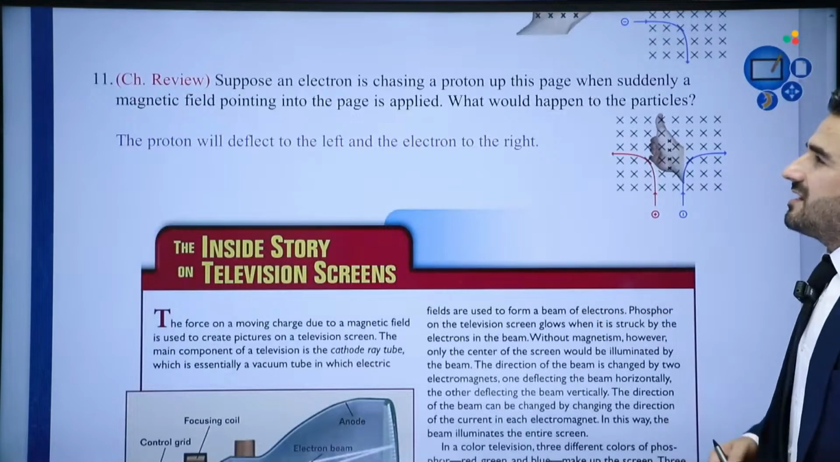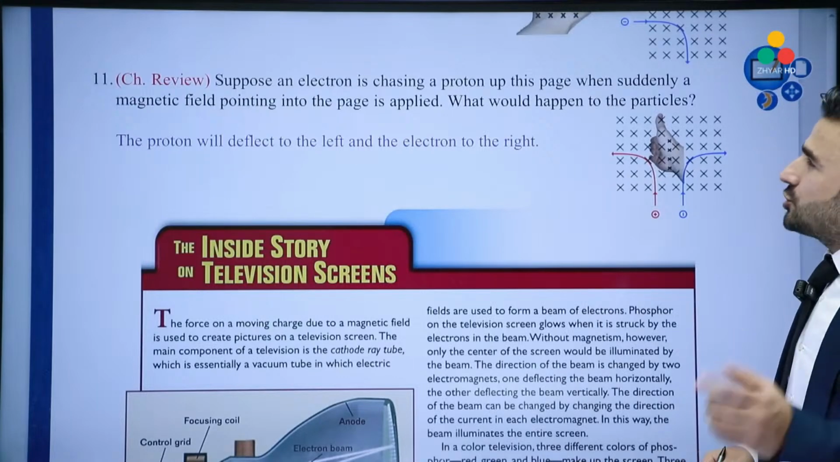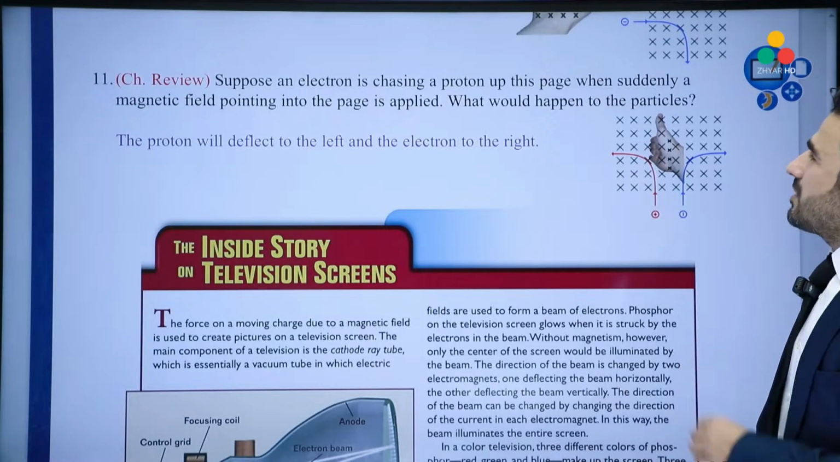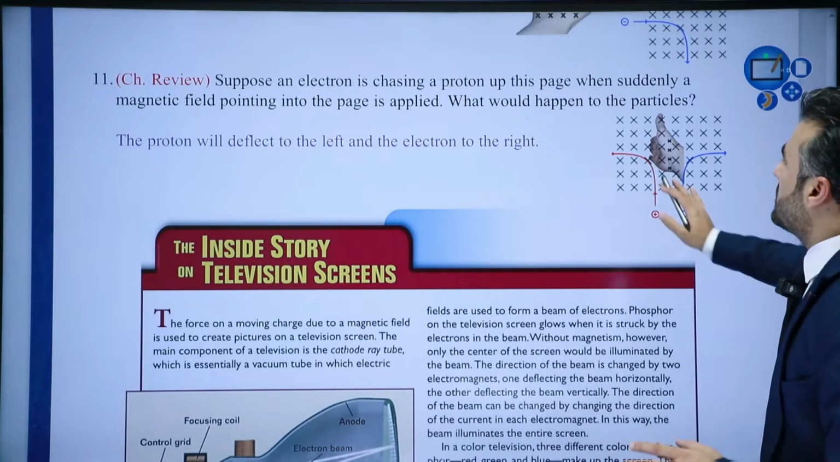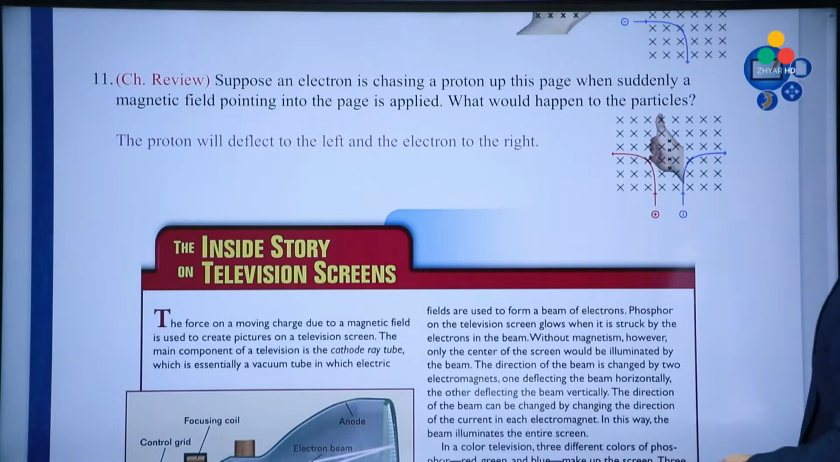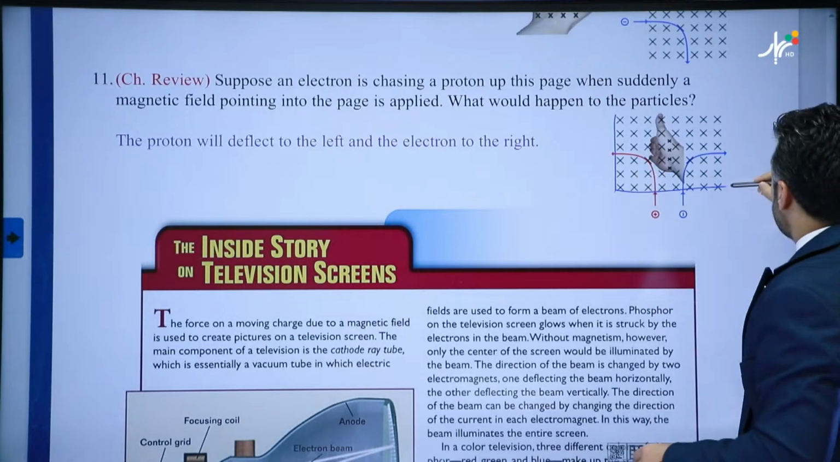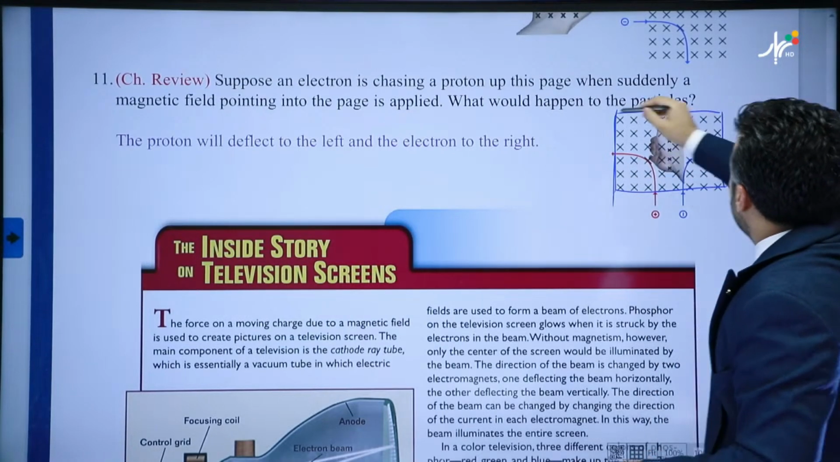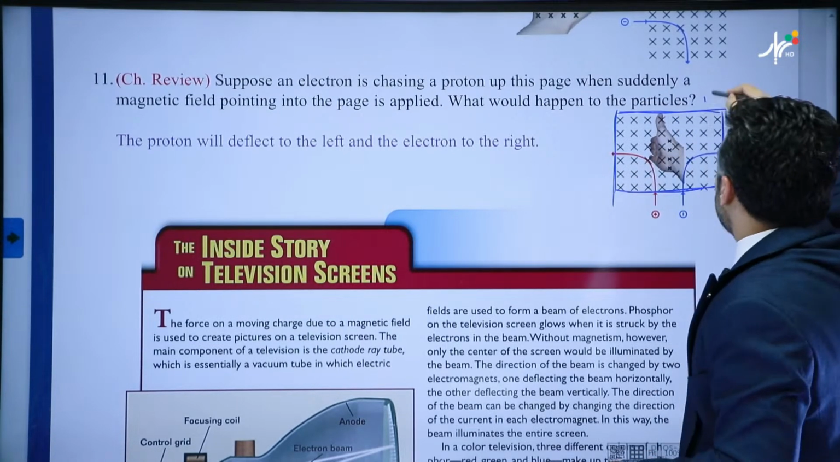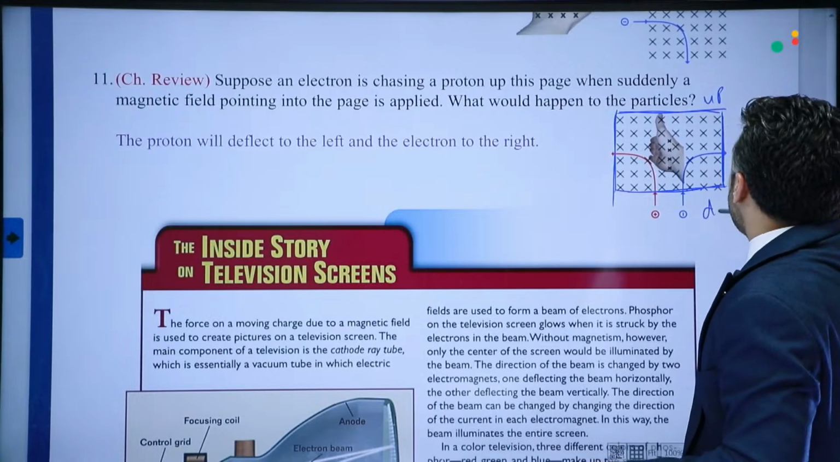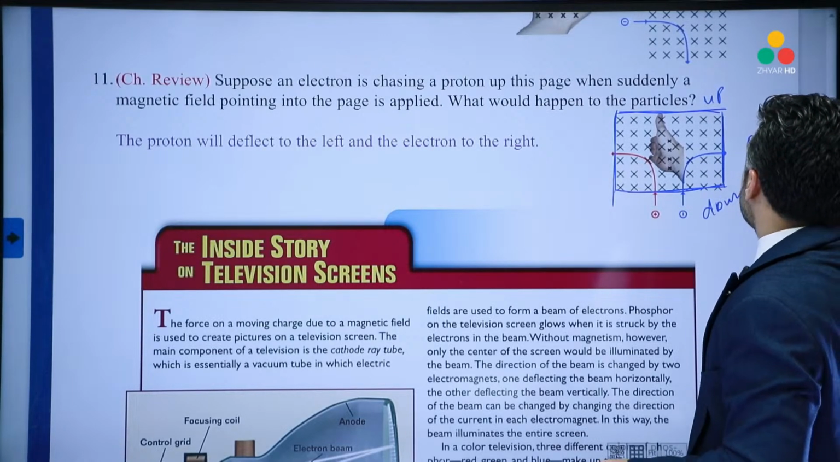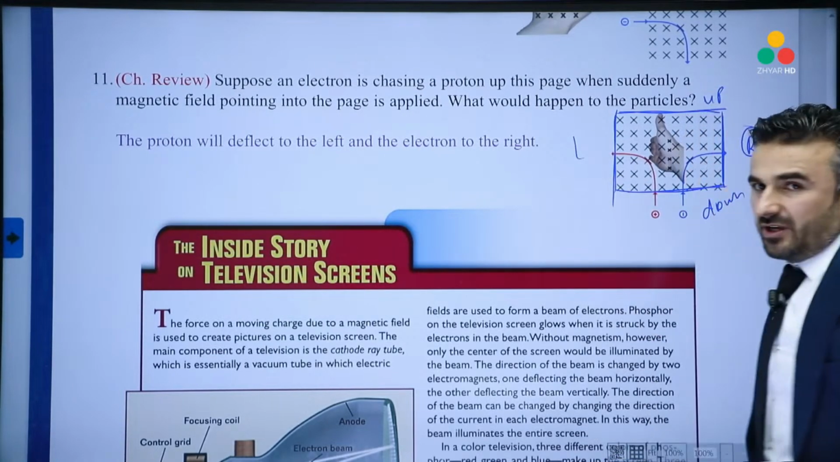Okay, for question 11 says, suppose an electron is chasing a proton up this page. So I want you to focus or think of this, let's say, as a page here. In order to emphasize this, consider that this is the page. So this is basically up, and this is down here, and this is the right side, and this is the left side of the page as well.